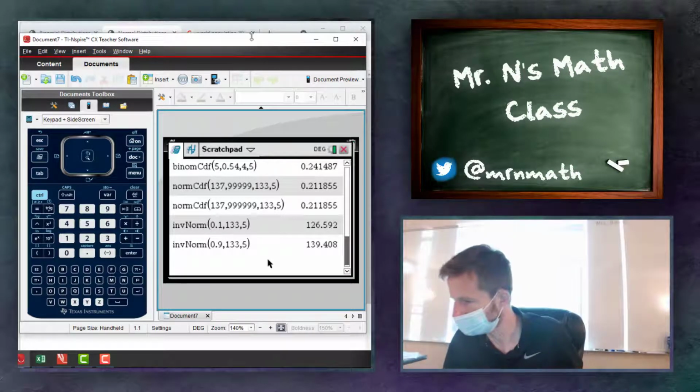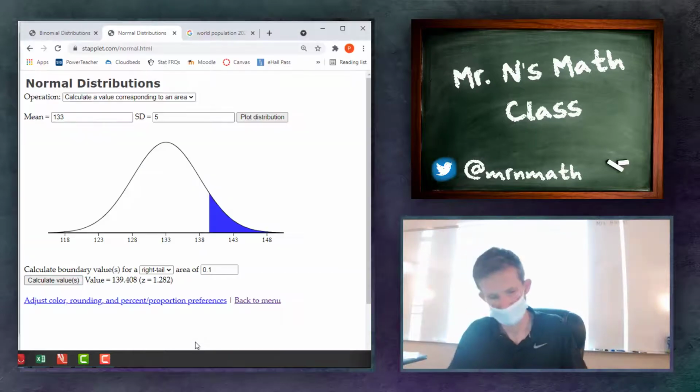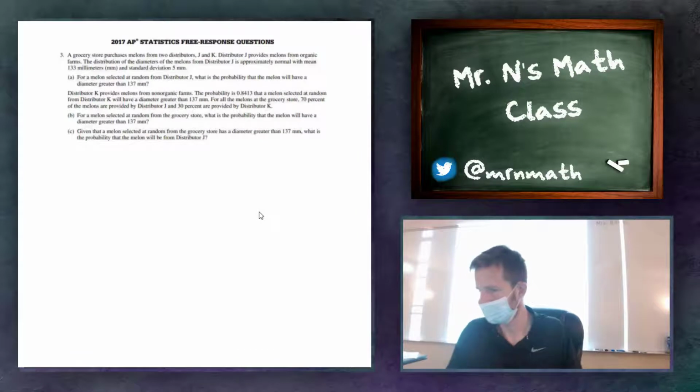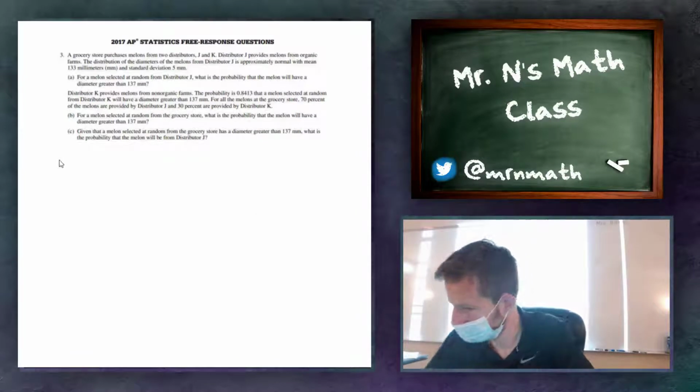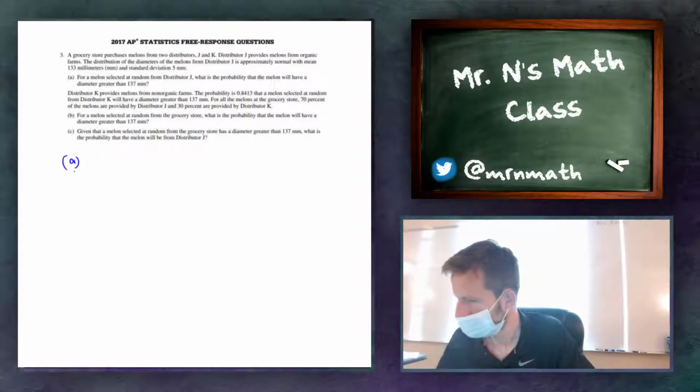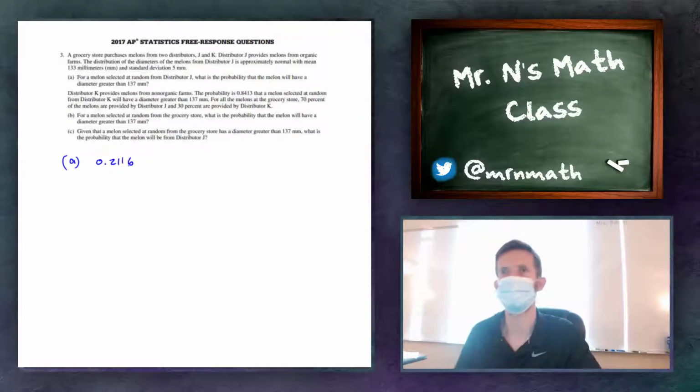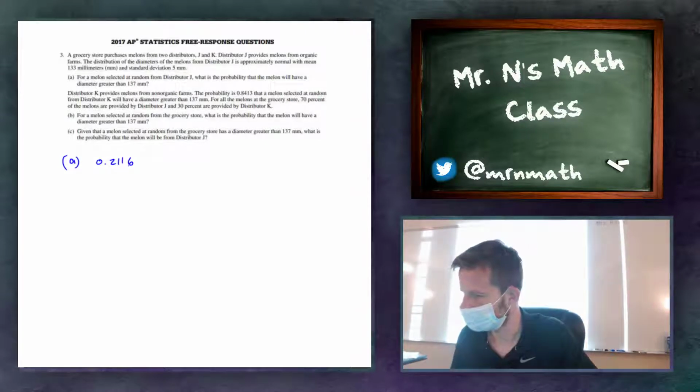Cool. Where is it? Okay. So A. For a melon selected at random, what's the probability that the melon will have a diameter greater than 137? What do we say, 0.2119? Is that what we said? Can't remember. Roughly that.